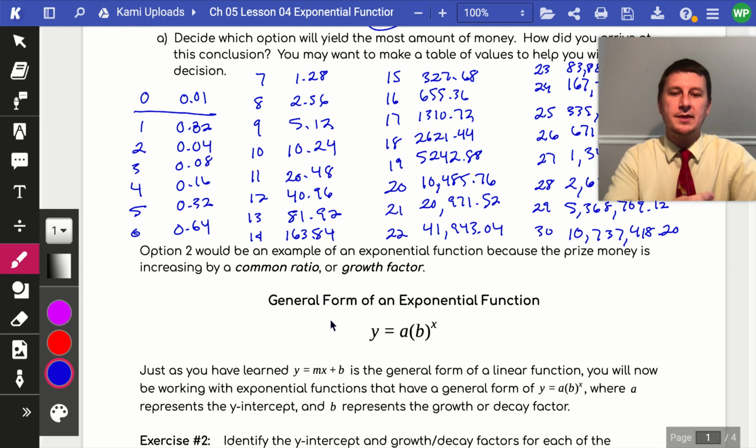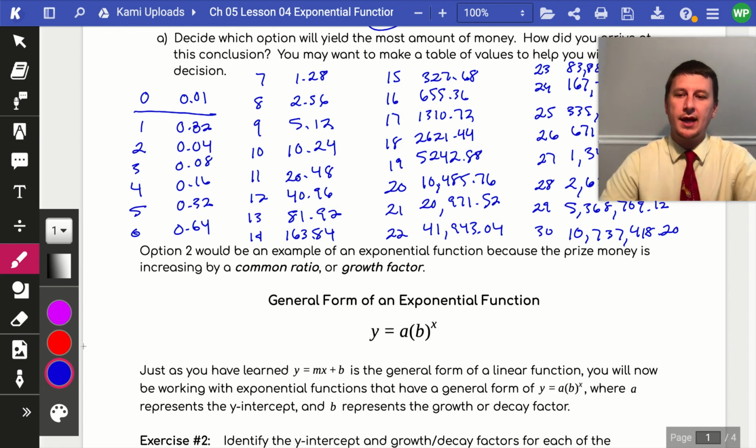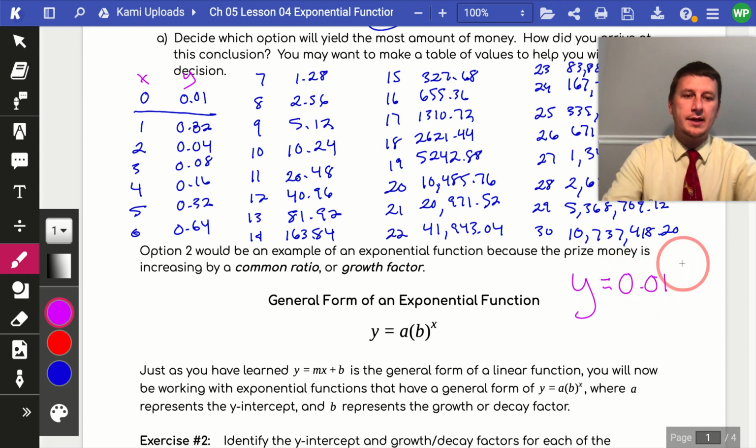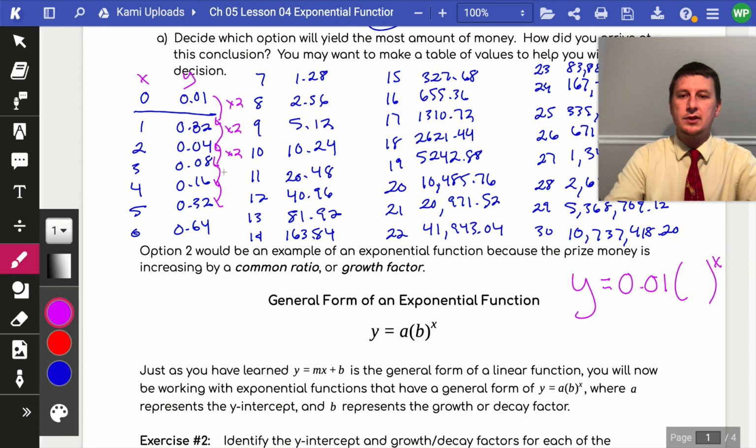You will now be working with exponential functions that have a general form of y equals a times b to the x, where a represents the y-intercept and b represents the growth or decay factor. So using all of this information above, our y-intercept is where x is 0. So our y-intercept is going to be a penny. So for this problem, we had 0.01 as our a value, and our b value is our growth factor. What are we growing by every time? In exponential functions, we're looking for a constant factor, what we're multiplying by every time. And that's going to be times 2, times 2, times 2. So our growth factor is 2.